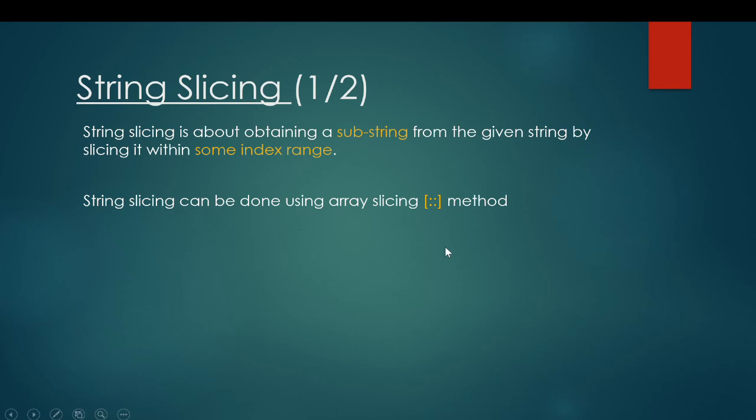Hello world, welcome to Python training, and in this video I am going to cover string slicing. So basically string slicing is about obtaining a substring. So we do string slicing to obtain a substring out of that particular string, and the slicing can be done within some index range. And how do we do string slicing in Python?